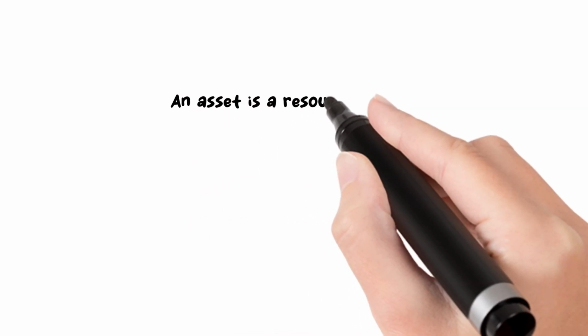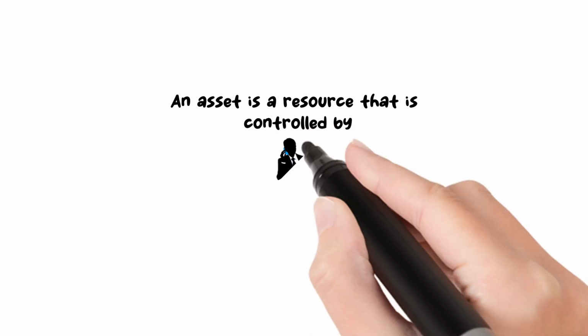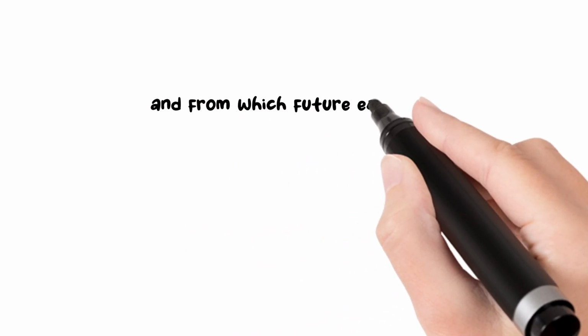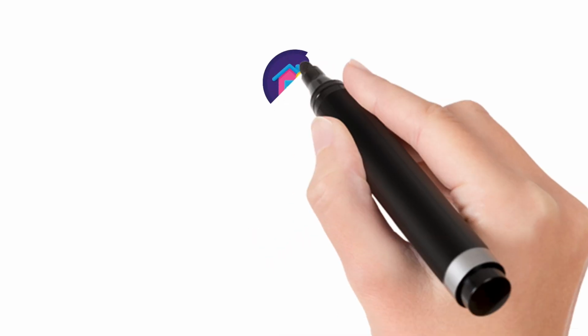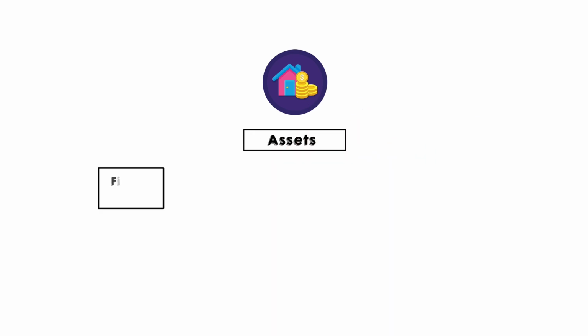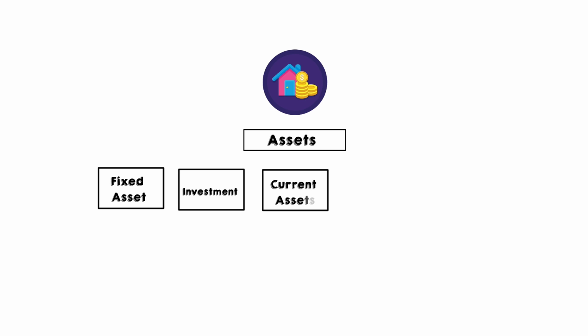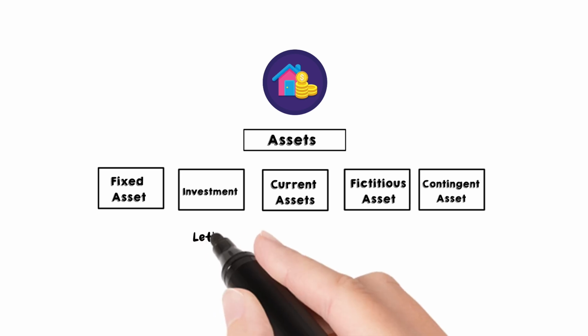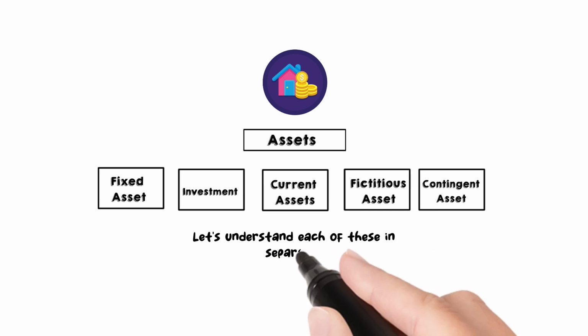An asset is a resource that is controlled by the entity as a result of past events, for example, purchase or self-creation, and from which future economic benefits, inflows of cash or other assets are expected. Such assets can be classified as fixed assets, investments, current assets, fictitious assets, and contingent assets. Let's understand each of these separately.